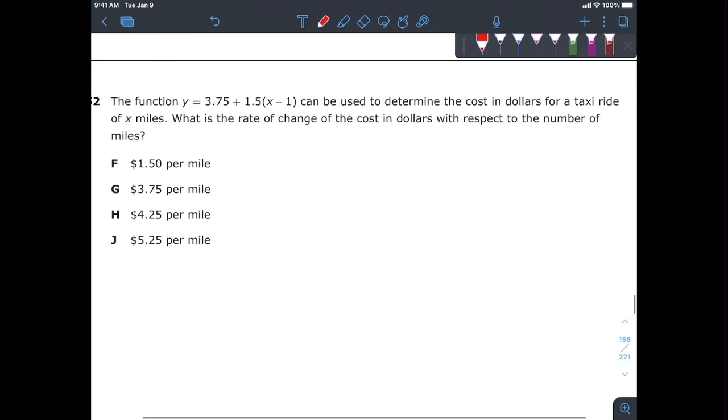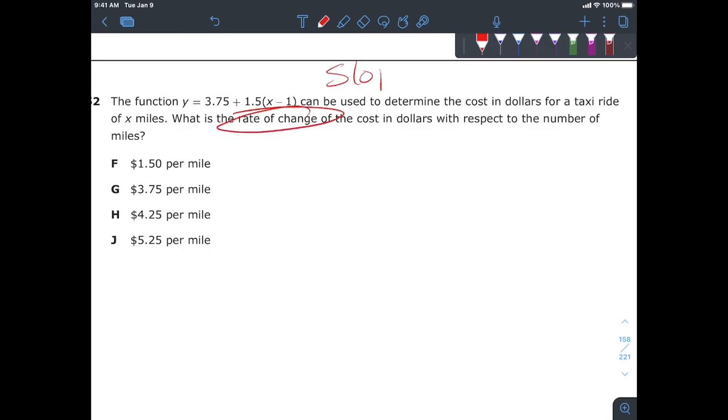52. This function can be used to determine the cost in dollars for a taxi ride of x miles. What is the rate of change of the cost in dollars with respect to the number of miles? So here they're asking me, what is the slope? So I look at this equation. There's only one item multiplying my x. It's 1.50. So I know that that's automatically my slope.